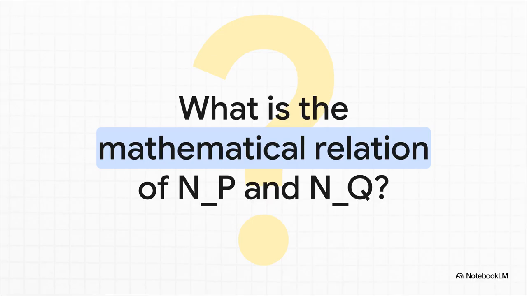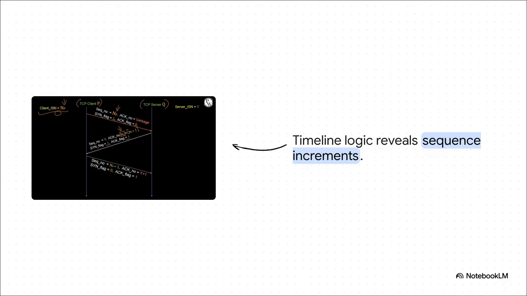Is NP always 0? Is NP chosen randomly? Is NQ equal to NP? Or is NQ equal to NP plus 1? By looking closely at this timeline, we can easily track the operational logic. First off, the client absolutely does not start at 0. It chooses a random initial sequence number, N_P, mostly for security reasons. So statement B is true, meaning statement A is out.